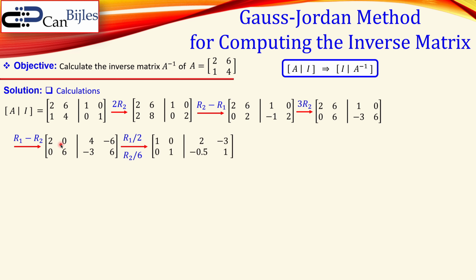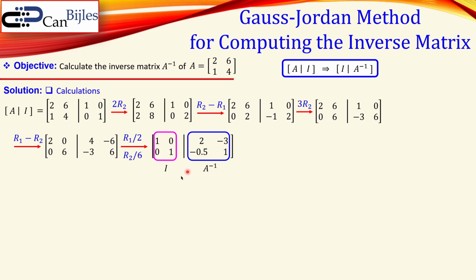This is then 1, 0. Because you divide by 2, this will be a 2. This will be a minus 3, you divide this by 6, so there will be 0 still. This is a 1, this is a minus 0.5, and this is 1. Now you see here this identity matrix as we wanted, and if you look to the right side after this vertical line, that will be your inverse.